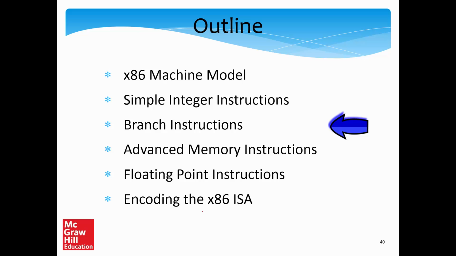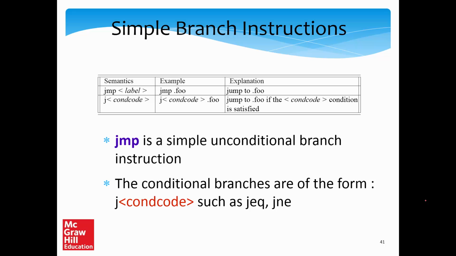Alright, so now we have taken a look at the machine model of x86 and simple integer instructions. Now we will proceed and take a look at branch instructions. The first thing that we need to note about x86's branch instructions is that branches are actually called jumps. Anyway, there is nothing in a name. As Shakespeare says, call a rose a chrysanthemum, a rose will remain a rose, a branch will remain a branch.